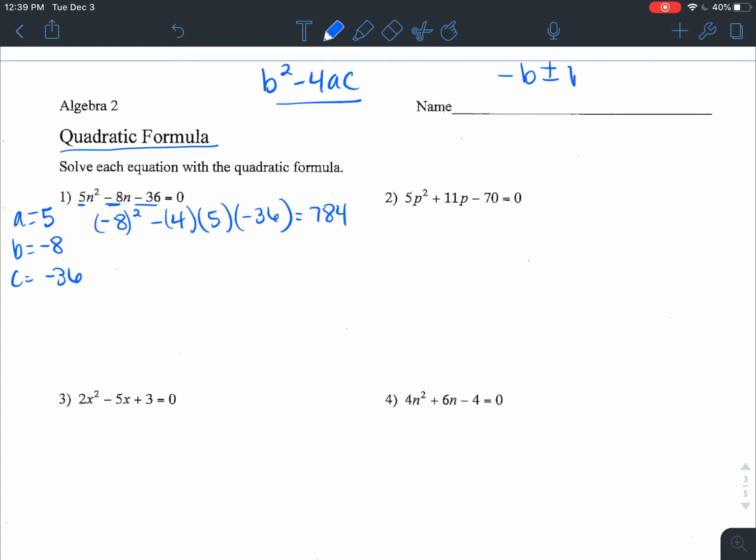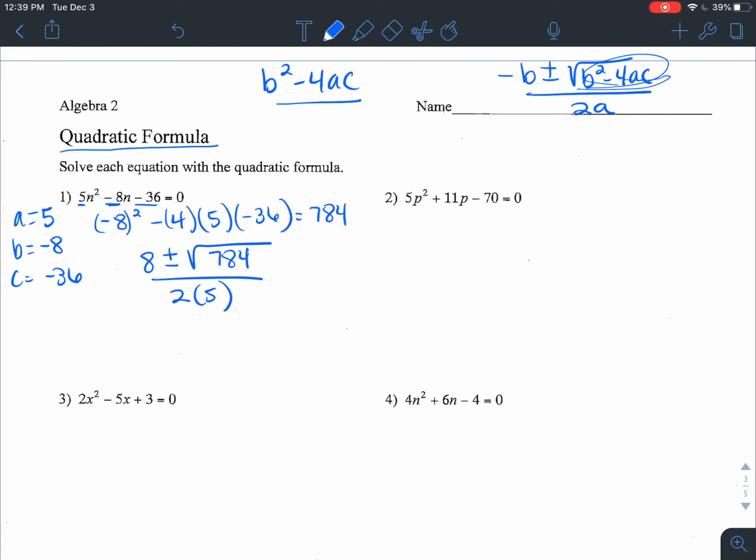So now I'm going to plug it all into my equation. So again, here's the equation. B squared minus 4ac all over 2a. So we've already done what's underneath the radical here. So we have -b. Well, b is already negative, so it becomes positive. So 8 plus or minus the square root of 784 all over 2 times 5.